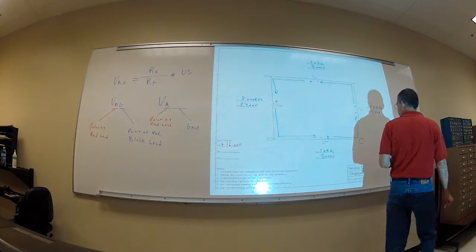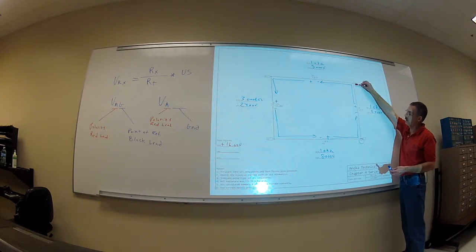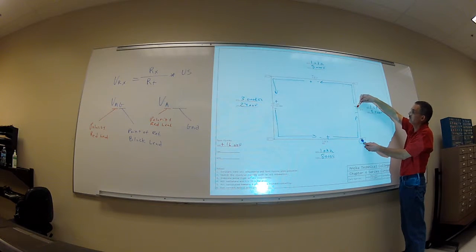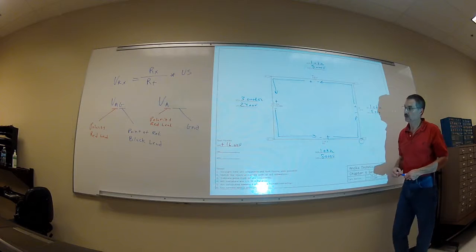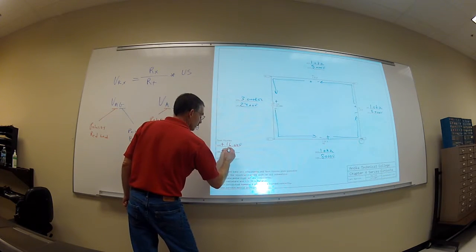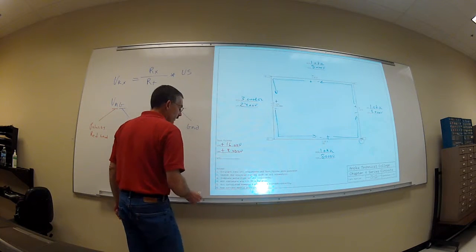DBG. So where does my red lead go? On B. Black lead goes where? G, right here. Okay, so what I have to do is just bring my red lead down to my black lead. First sign I see is positive, so I got positive on a positive. So I'd have a positive 8 volts.